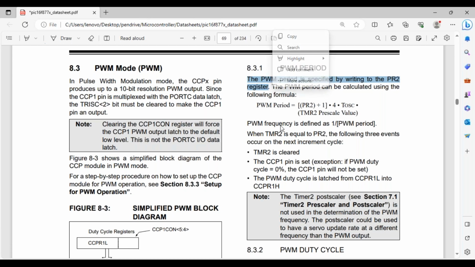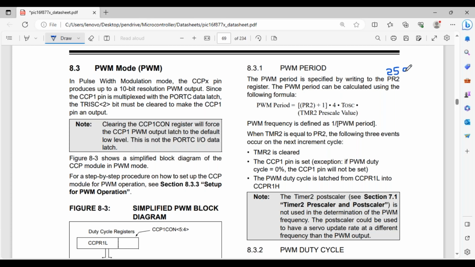Now, remember and tell me, where do you find this PR2 register? Do you remember where we use this? Yes, it is a special register in the Timer 2 module, right? So whatever period I want, I have to write a specific value to the PR2 register. Can you remember and tell me the maximum value I can write into the PR2 register? Yes, the maximum value I could write to the PR2 register is 255.